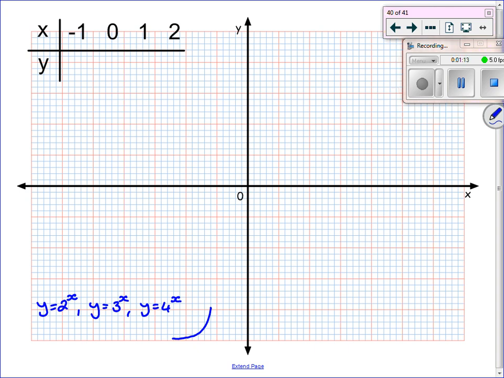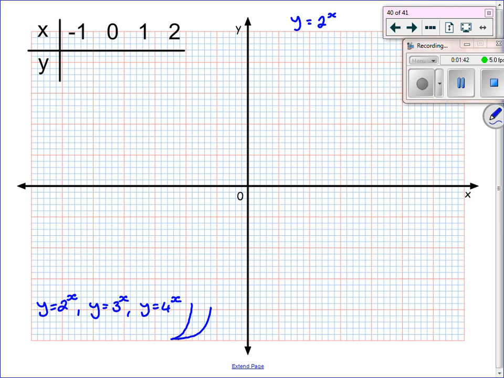The bigger the base number, i.e. the 2, the 3 or the 4, then the steeper that curve becomes. So for example, if it was y equals 10 to the power x, then that would get very, very steep, very, very quick, and so on. So let me just show this, a typical exponential graph. So let's say I want to sketch the graph of y equals 2 to the power x.